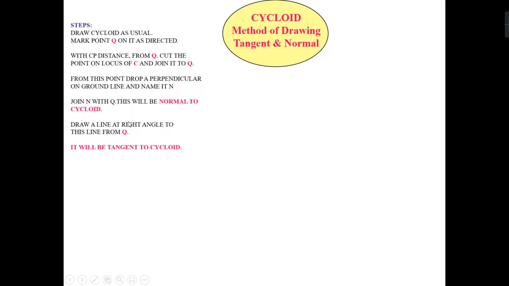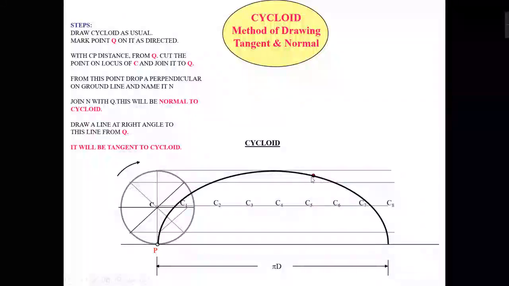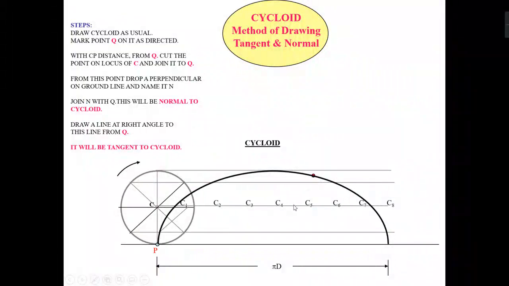Now the method of drawing a tangent and normal for the cycloid. We have drawn the cycloid. Now you have to draw the normal and tangent. Suppose a point is given, and I have to draw the normal and tangent at this point. So first I will find the center for this point. How? You know the radius of the circle. You take the arc length of R and cut on the center line, so that you will get the center point for the point Q.